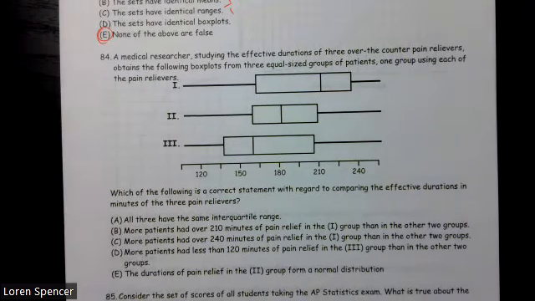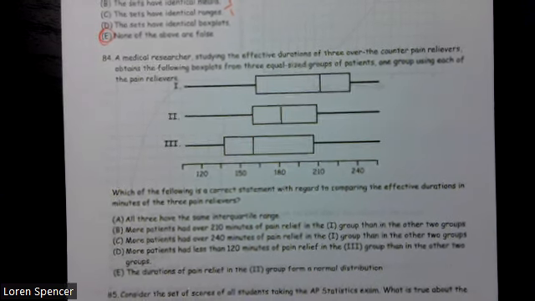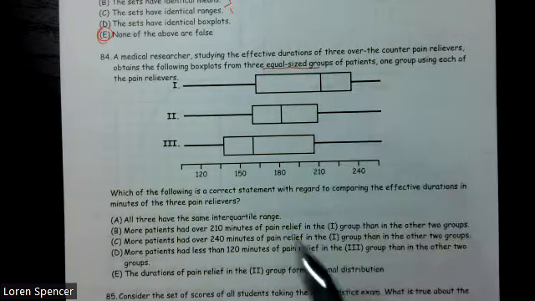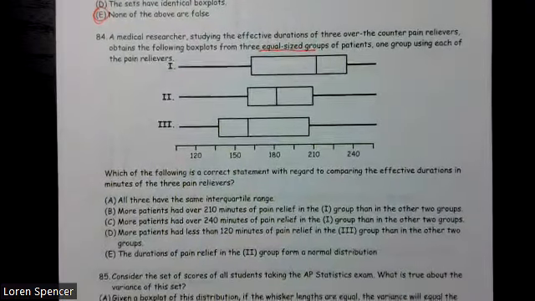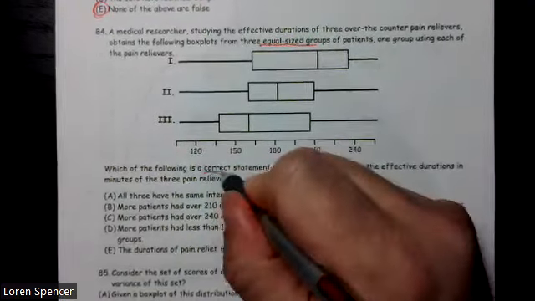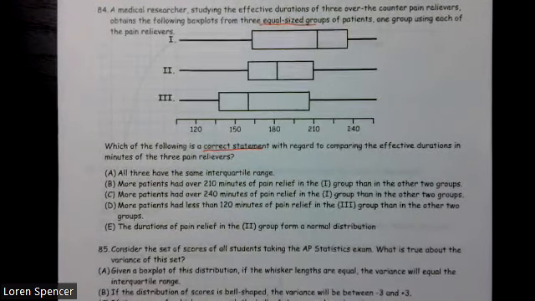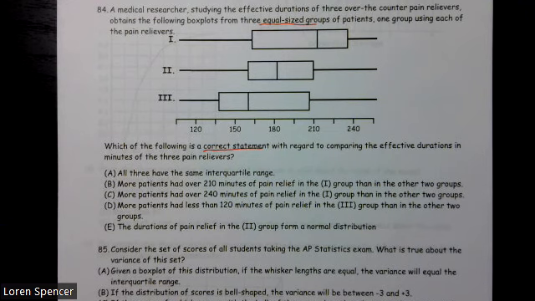A medical researcher studying the effective durations of 3 over-the-counter pain relievers obtains the following box plots from 3 equal size groups of patients. Okay, so we have equal size groups. That's important. Which of the following is a correct statement with regard to comparing the effective durations? All right. All 3 have the same interquartile range.